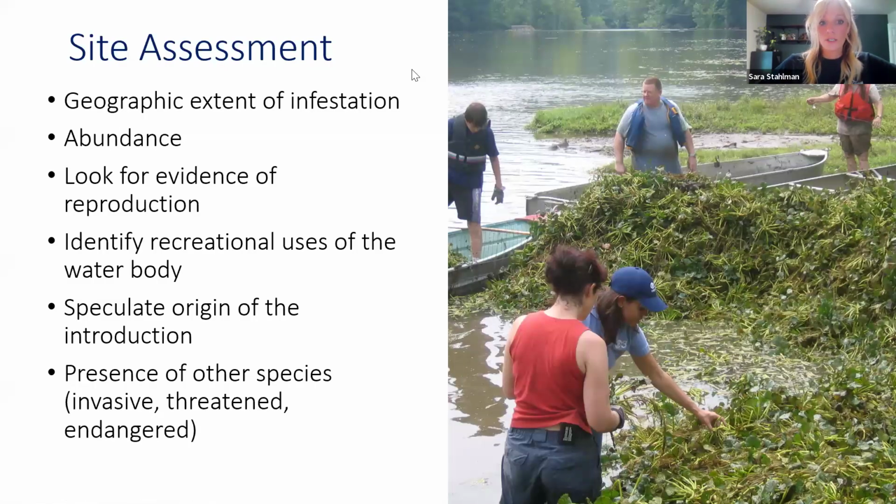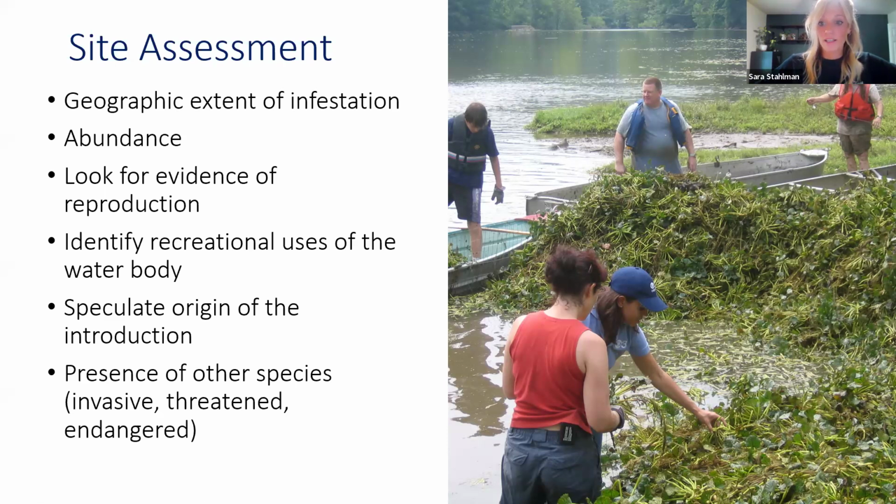Next step is actually doing a site assessment and really trying to understand what the geographic extent of the infestation is. What's the actual abundance? So we're looking at a pretty heavy infestation of water chestnut. I believe this is Lake Towhee. I think this is in Bucks County. Looking for evidence of reproduction.